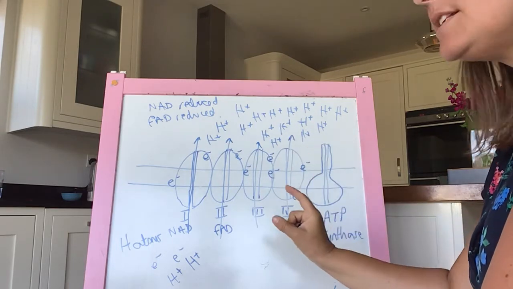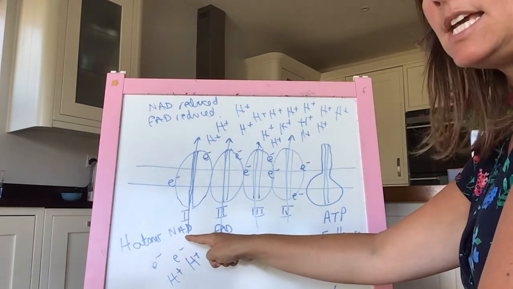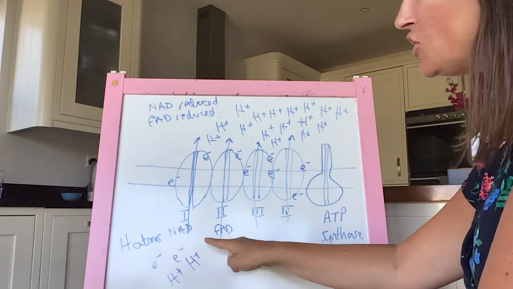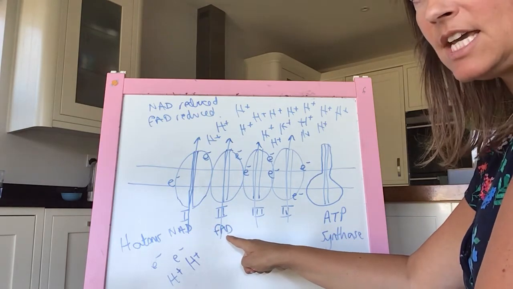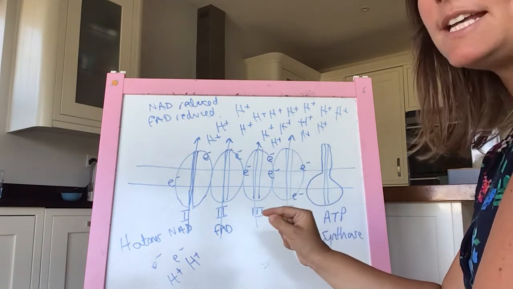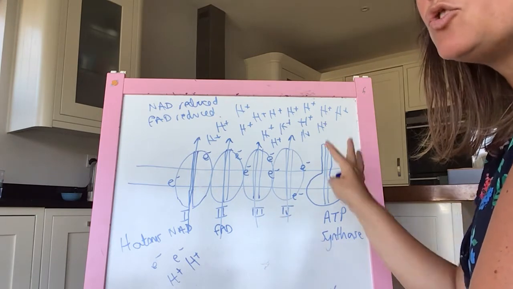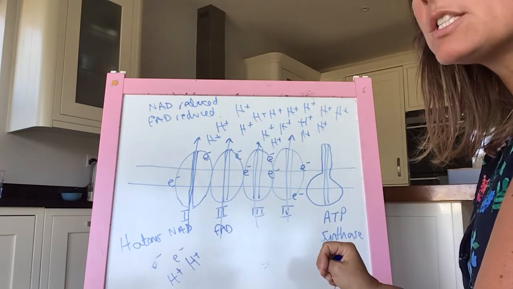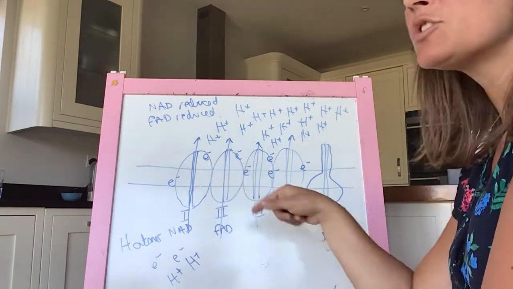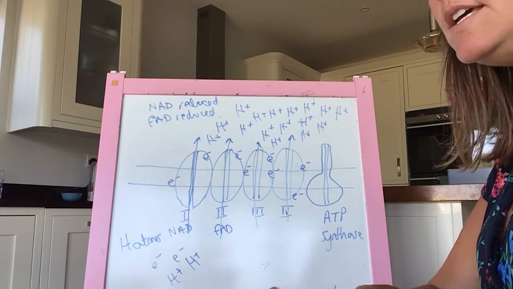Now, the consequence of this is that reduced NAD produces a little bit more energy than reduced FAD. We'll come back to that later when we look at calculating how many molecules of ATP are made during this whole oxidative phosphorylation stage. But I just wanted to point it out to you now whilst we're talking about electrons jumping onto proteins. Okay, so we're going to leave that there today.